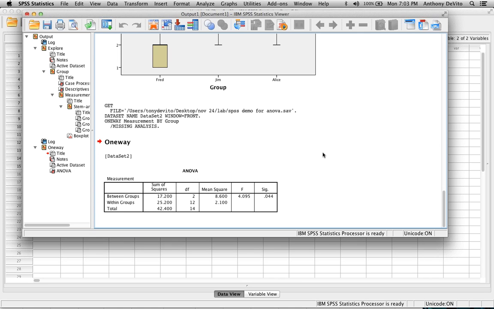So now what have I done? I've rejected my null hypothesis, which is that the means are all equal, and I've accepted my alternative hypothesis, which is that they're not all equal. However, what's missing here? What have I not done? I've not demonstrated which ones are not equal, right?